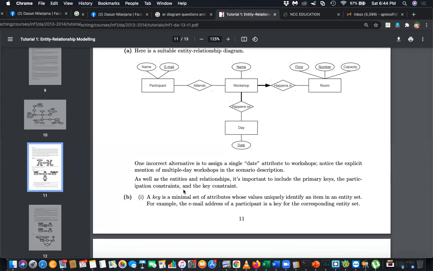The participations, constraint, and key constraint. So I think every table they have marked that, and in the day table the particular date will be taken as the primary key. So a workshop can have many days. So that is done by a one to many relation. If you are mentioning the cardinality, that can be one, many, one n, one to n.